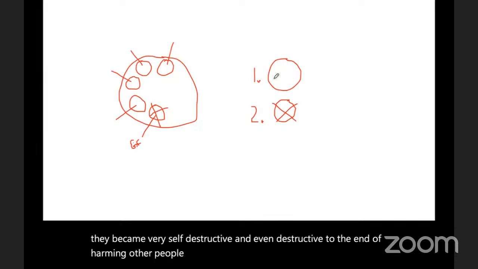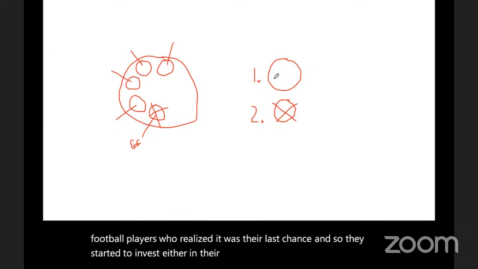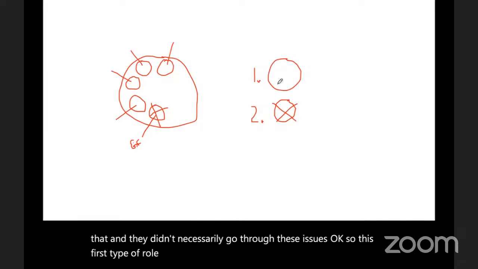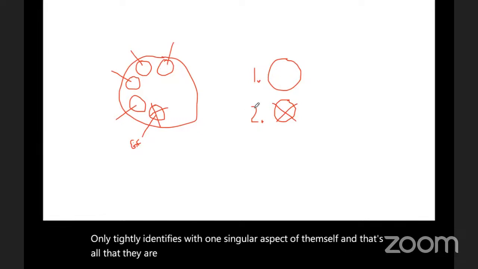Okay. On the other end, there were some football players who realized it was their last chance. And so they started to invest either in their academic programs or something like that. And they didn't necessarily go through these issues. Okay. So this first type of role confusion is when an individual only tightly identifies with one singular aspect of themselves, and that's all that they are. Okay. And again, we see the self-destructive nature.